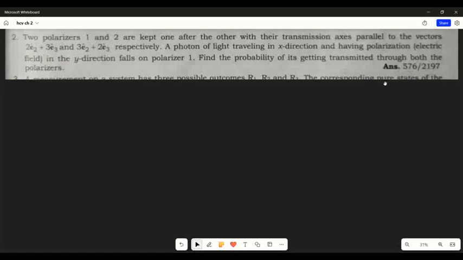Hello and welcome back to University Physics. So we are solving quantum mechanics and we are in chapter 2. So let's move to question number 2.